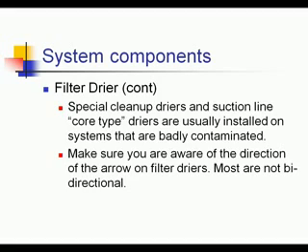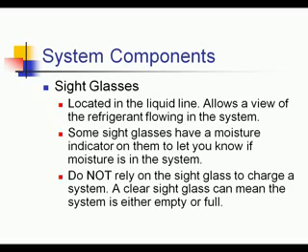The dryer material is made out of silica gel or a molecular sieve, which both filter and absorb moisture. The liquid line filter should be replaced any time a system is opened. Special cleanup dryers and suction line core type dryers are usually installed on systems that are badly contaminated.